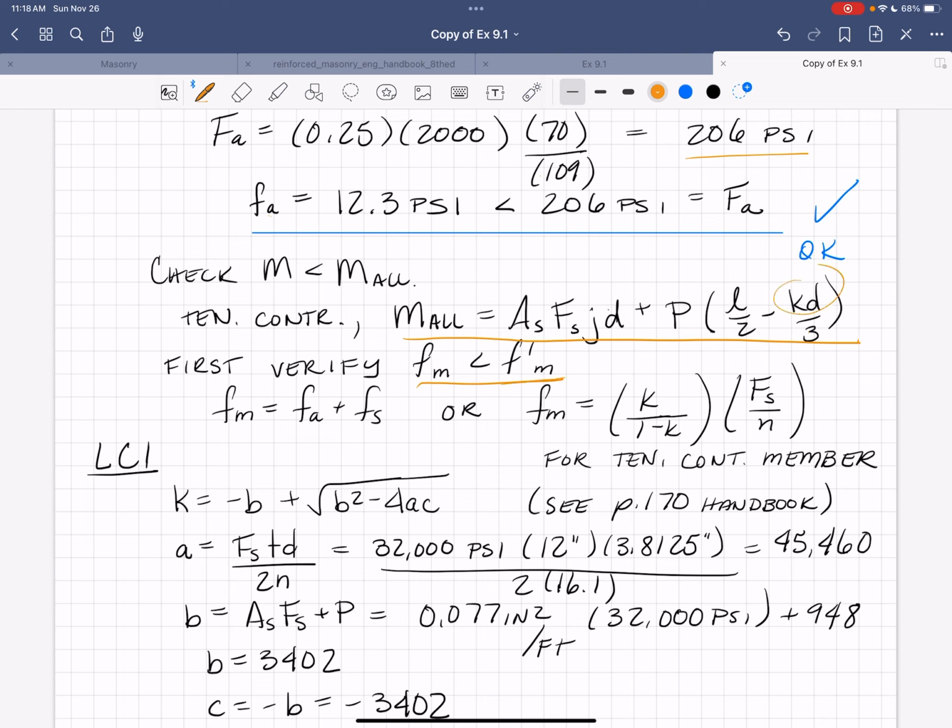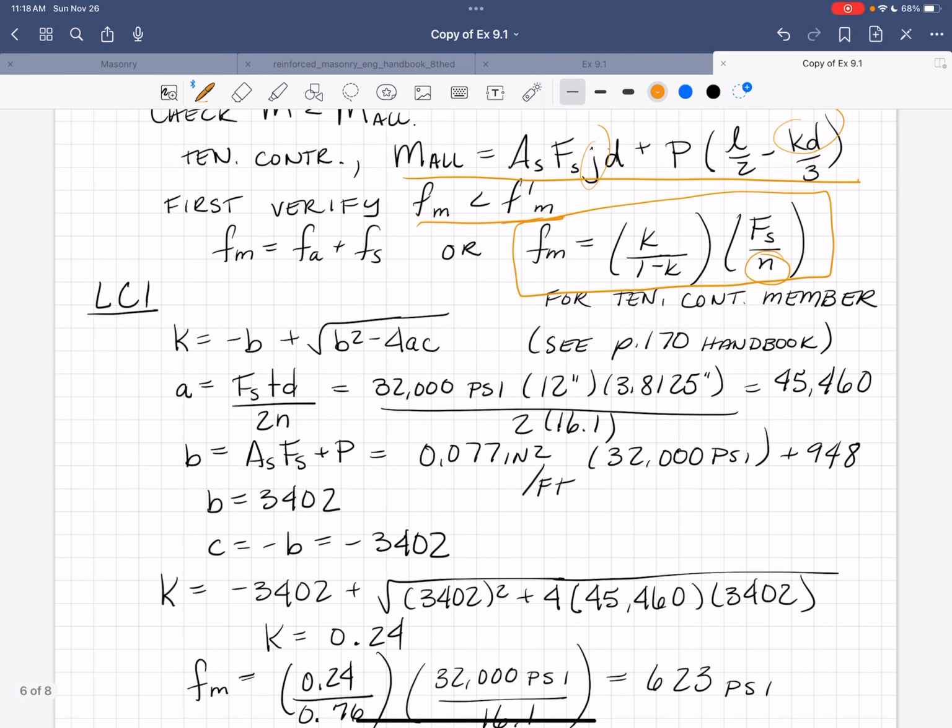I'm going to need K and J and some of these terms. So the shortcut here is to go ahead and figure those terms out and use the equation F sub M is K over 1 minus K, Fs over N, and that's, of course, your E ratio, your modular ratio. And for the masonry and the steel grade we've been using, that'll end up being 16.1.